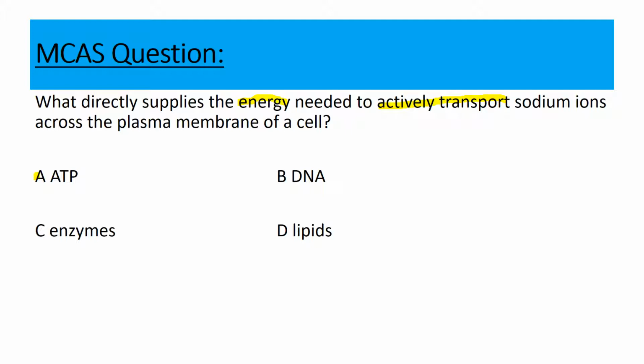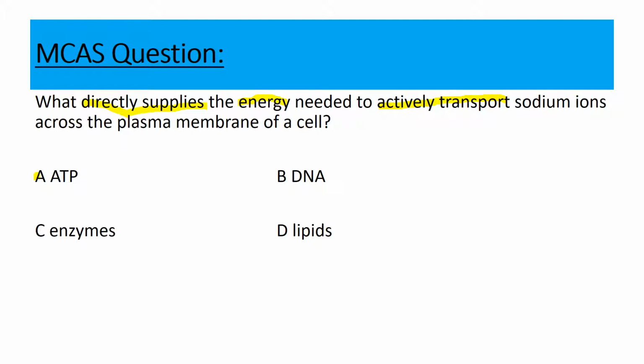One other thing. What directly supplies the energy? Remember, ATP comes from glucose. Glucose is broken down into ATP. So it would be correct to say that cells use glucose as a fuel source. Cells use glucose for energy. It's just that they break that glucose down into ATP.